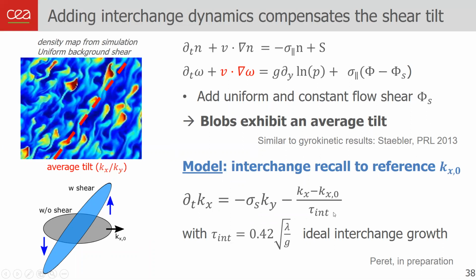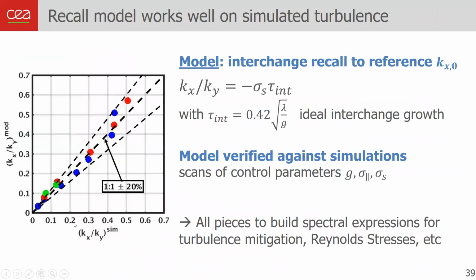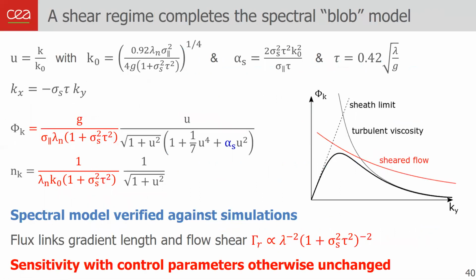And so you can simply describe it as a recall term in the Kx expression, so the tilt equation. And we found that a reasonable expression for this interchange recall time is basically the ideal interchange growth rate. So we checked this against simulations, that the tilt we found in simulation, varying different control parameters, was indeed described by this model. So we were quite happy, and in fact now we had all pieces to build the spectral expression for turbulence mitigation, Reynolds stresses, and so on when you have a sheared flow.